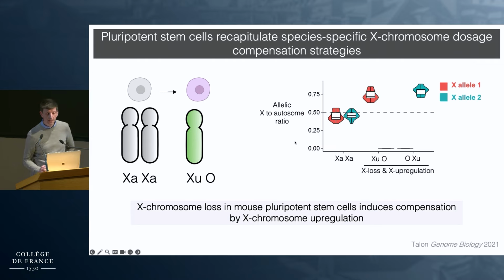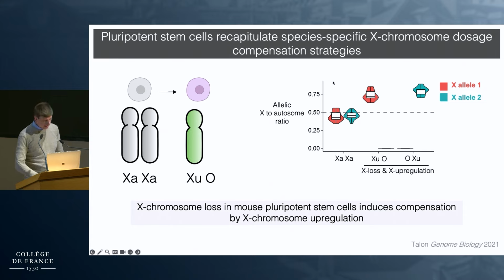So here's the data. This is allelic resolution, single-cell RNA sequencing. When both X chromosomes are active, each allele is expressed in a comparable manner as autosomes. But when one of the two X chromosomes is lost, either the paternal or the maternal, then the remaining allele is upregulated. I should mention it's not all genes that are upregulated. It's about 40% of the genes.